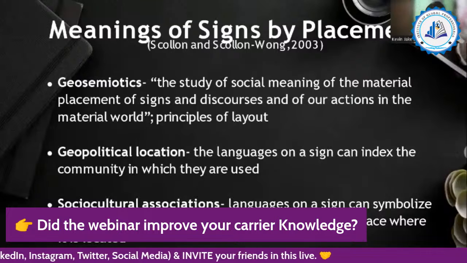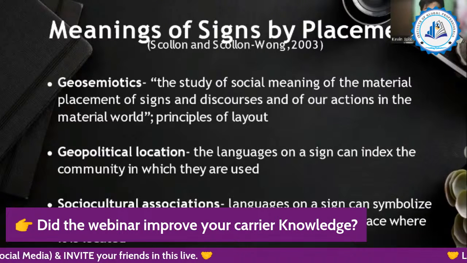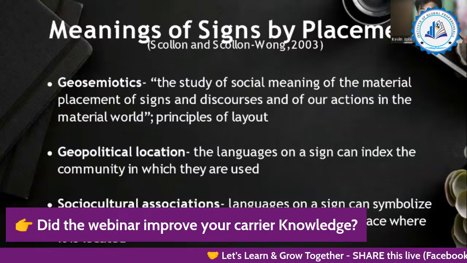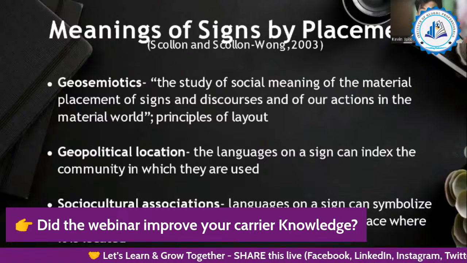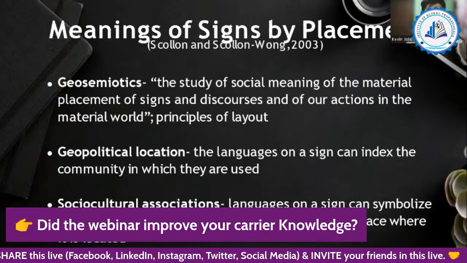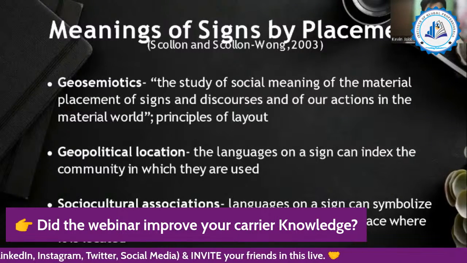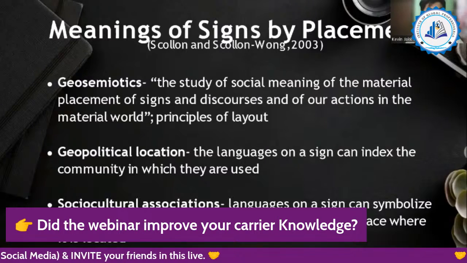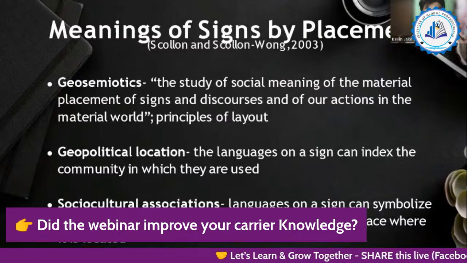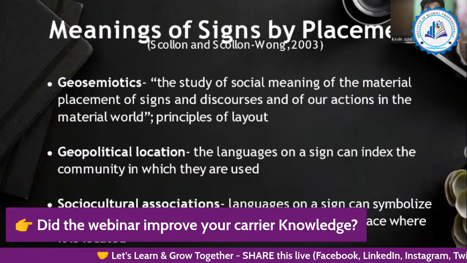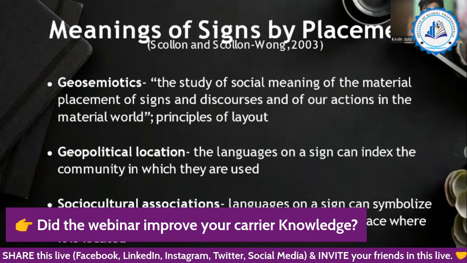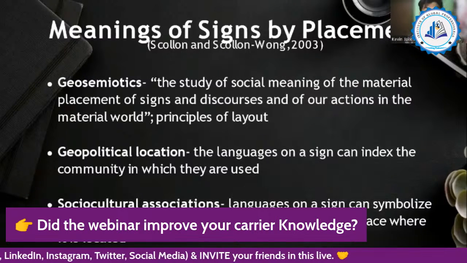Okay, so if you're talking about principles of layout, normally for multilingual signages or signboards, we will see that this language is on top of the signage, and the rest of these languages are on the bottom of it. So one is on the lead and the others are on the succeeding portions. That alone would actually be a point of query to us. Of all those languages that are presented on the signage, why did the community use this language first and then followed by the other languages? So their placements also matter, and that's also a concern of geosemiotics.